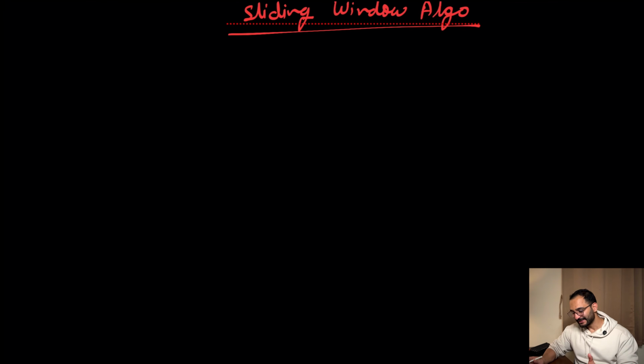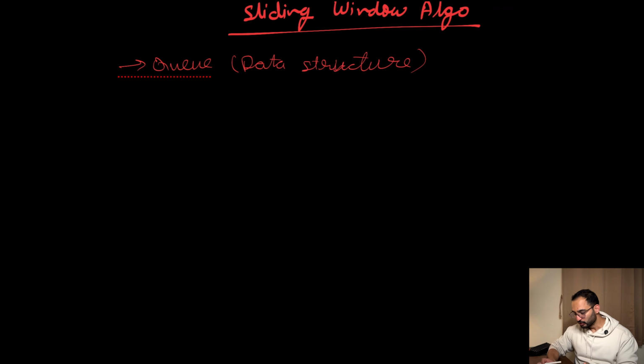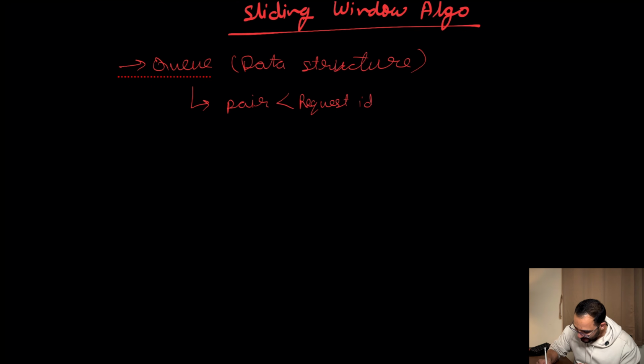Now let's understand the sliding window algorithm, which is another important algorithm for rate limiting. The sliding window algorithm counts the total number of requests over a continuously moving time window rather than using a fixed window interval. So the sliding window algorithm uses a queue data structure where each element of the queue stores a pair of request ID and timestamp. Okay, so this will be something like this. This is a queue, let's say R1 and 0 second.